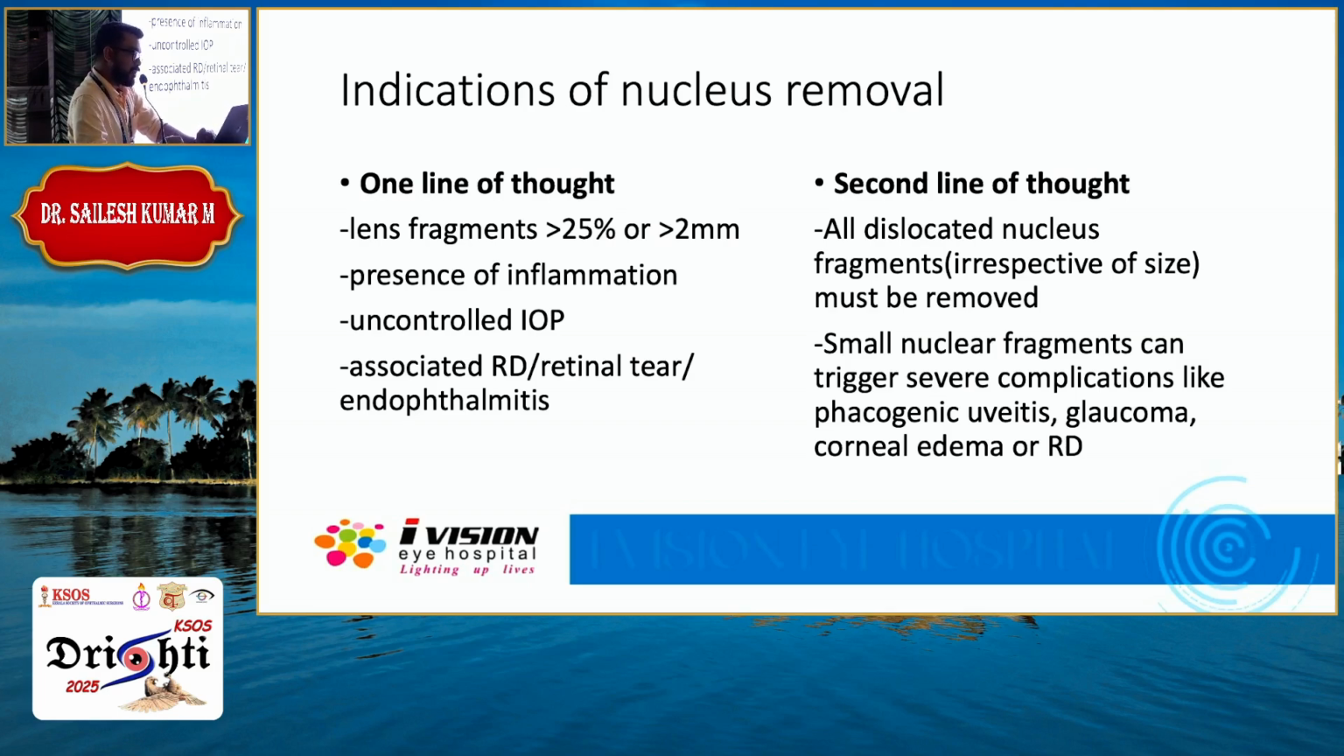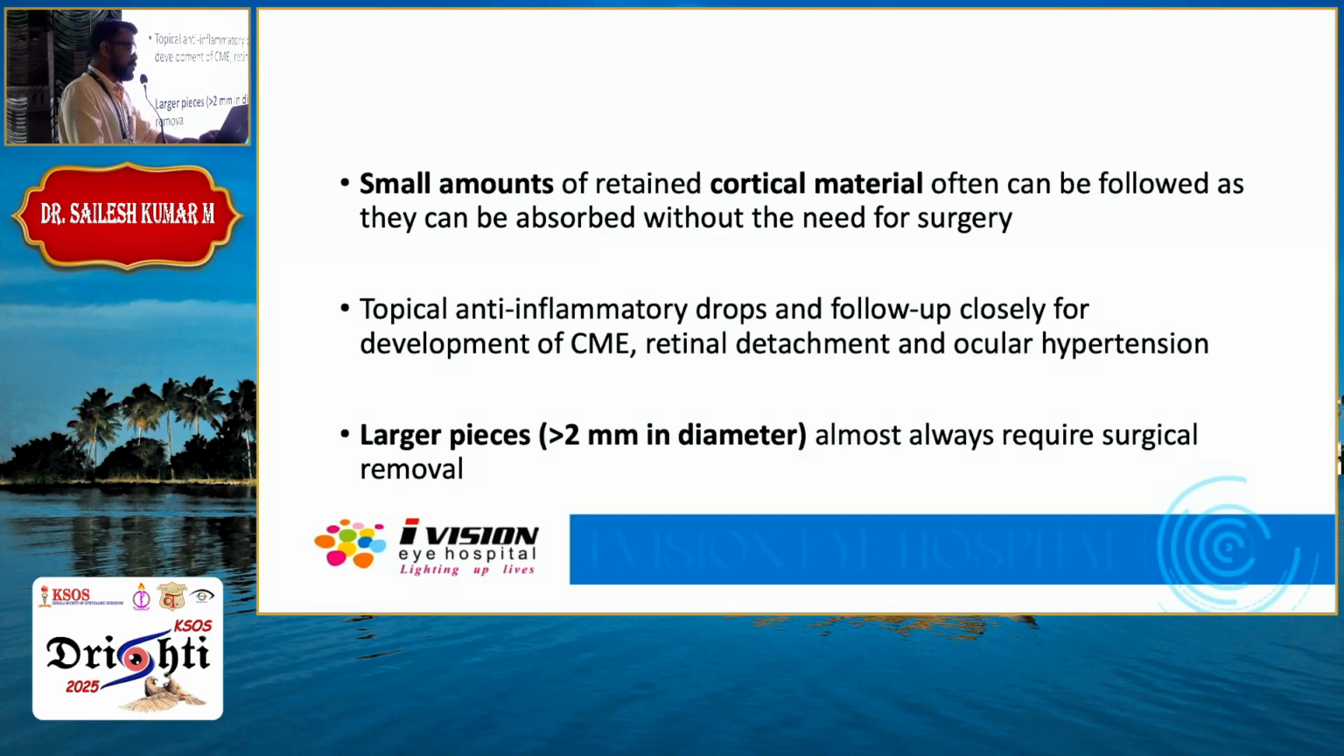The second line of thought is that all dislocated nucleus fragments, irrespective of size, must be removed because small nuclear fragments may trigger severe complications like uveitis, glaucoma, corneal edema, or RD. Now, generally speaking, small amounts of retained cortical material often can be followed up, as they can be absorbed without the need for surgery. They can be treated with topical anti-inflammatory drops and close follow-up for the development of CME or any other complication. Larger pieces, more than 2 mm in diameter, almost always require surgical removal.